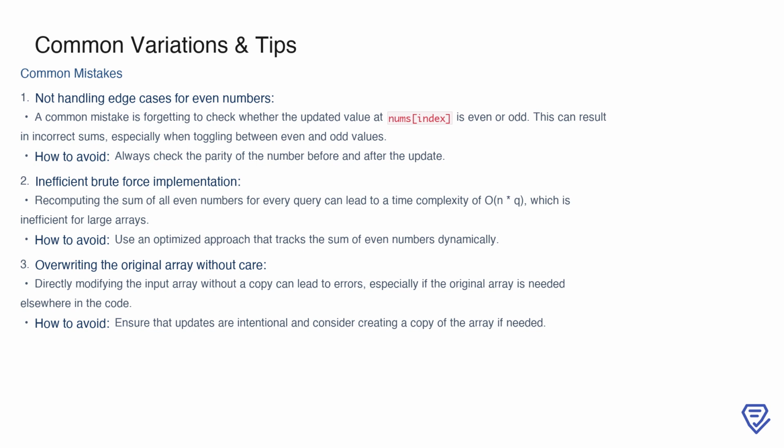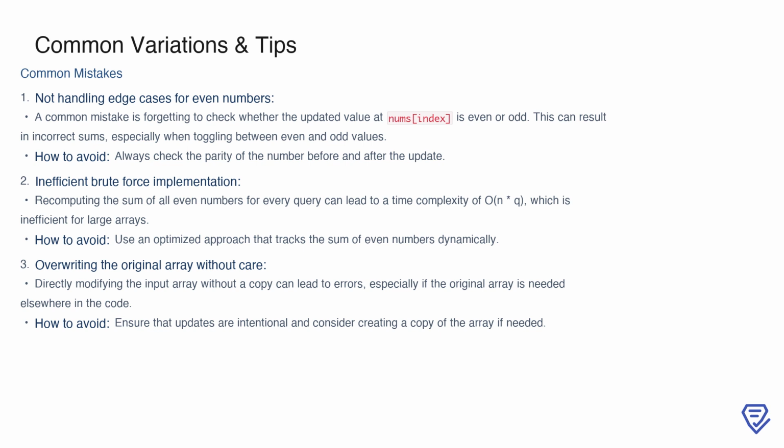To avoid this, always verify the parity of the number both before and after the update. Another common issue is using a brute force approach. Recomputing the sum of even numbers for every query can quickly become inefficient, especially for large arrays, leading to a time complexity of n*q. Instead, optimize by dynamically updating the sum of even numbers as the queries are processed.